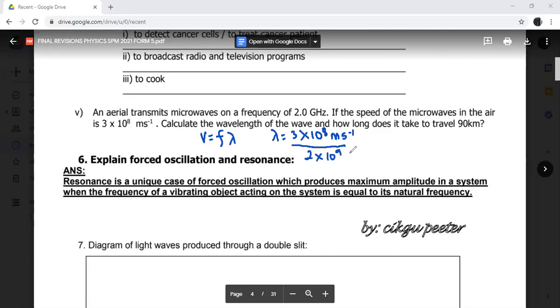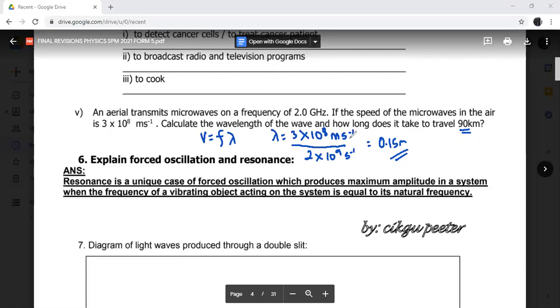Giga is 9, right, guys? Correct, right? Hertz is per second. So what's the answer? 0.15. 0.15 meter. Okay. And how long does it take to travel 90 kilometer?